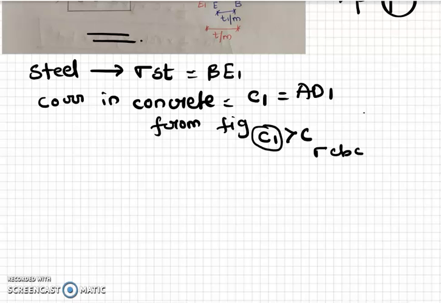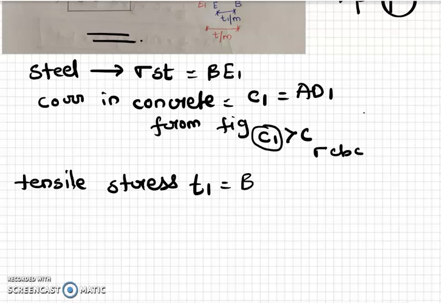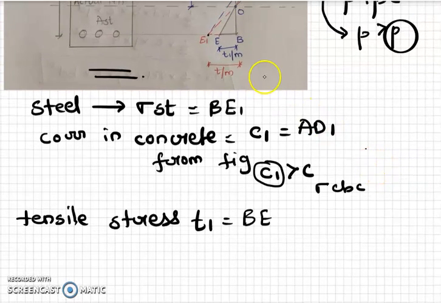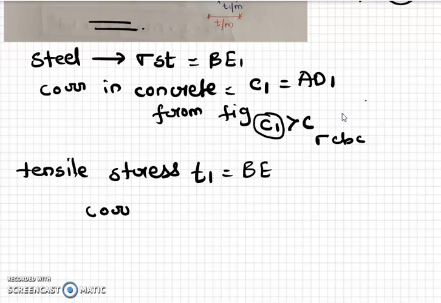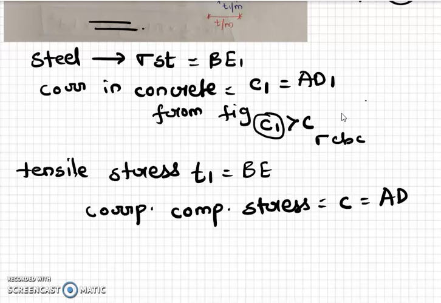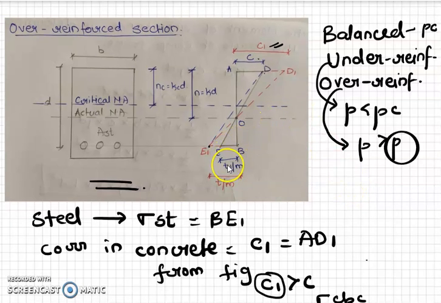So the tensile stress, therefore, the tensile stress of a value T1, which is equal to BE, is allowed. Again, see the figure here. So some value of tensile stress T1 of EB is allowed. Now if this is done, then the corresponding compressive stress in concrete will be equal to C, which is equal to AD. Again, just see the figure. If T1 is allowed, that is BE, then the corresponding stress in concrete will be equal to C, that is AD.